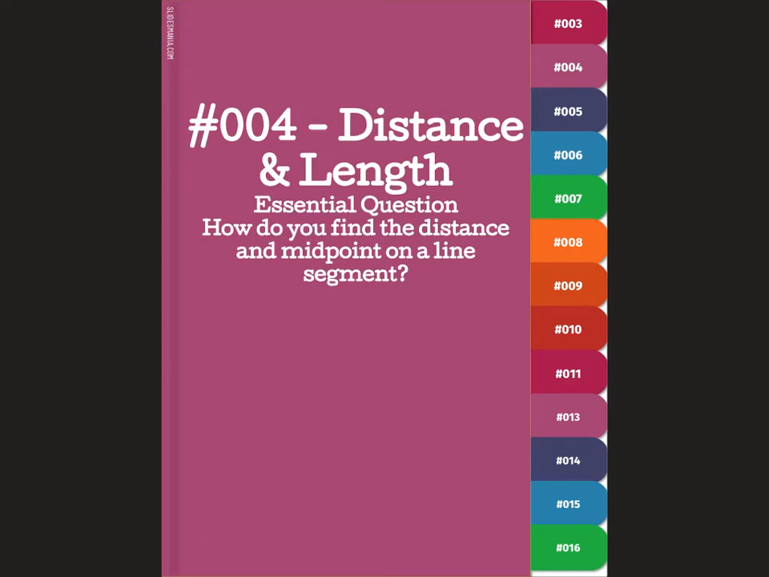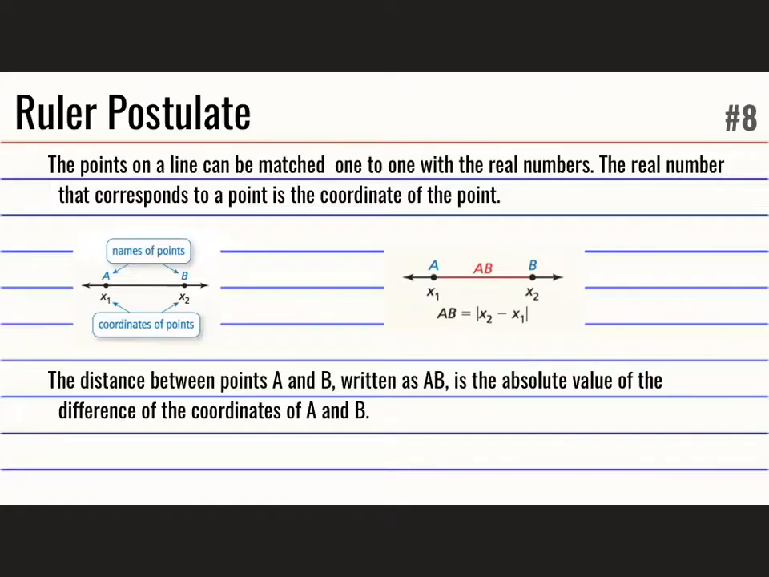This is lesson number 4, distance and length. The essential question is, how do you find the distance and midpoint on a line segment? So the ruler postulate says that the points on a line can be matched 1-to-1 with real numbers. The real number that corresponds to a point is the coordinate of the point.